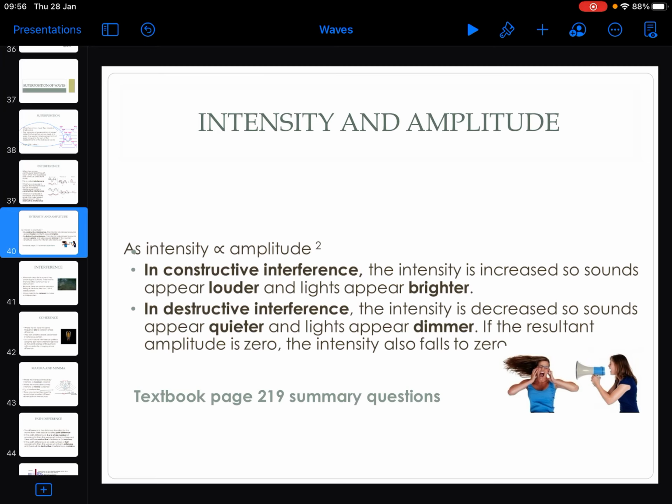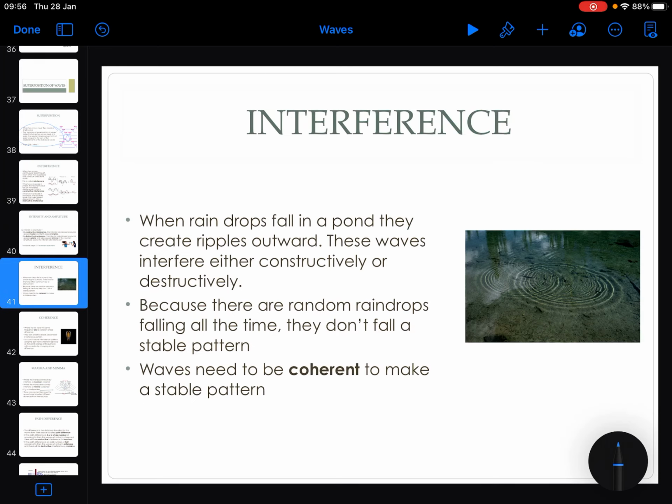Intensity is proportional to amplitude squared, and that is something they love to bring up in questions. In constructive interference, intensity is increased, so sounds appear louder and lights appear brighter. In destructive interference, the intensity is decreased, so sounds appear quieter and lights appear dimmer. If the resultant amplitude is 0, the intensity also falls to 0. That makes sense.